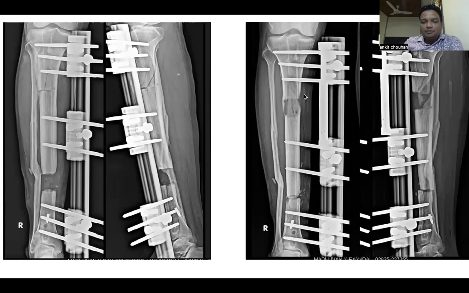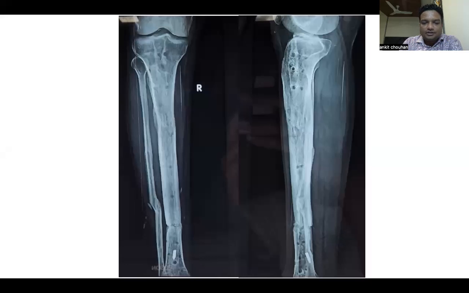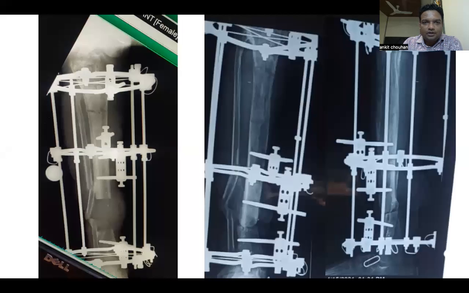Because the fixator had been applied in good alignment, the overall alignment after the docking and the distraction was complete is good, and the final result is good sound regenerate, solid union at the docking site, and overall normal alignment of the bone. A similar case, but done with Ilizarov: a distal gap non-union, proximal osteotomy, distraction with Ilizarov fixator, regenerate at the proximal site and docking at the distal site.